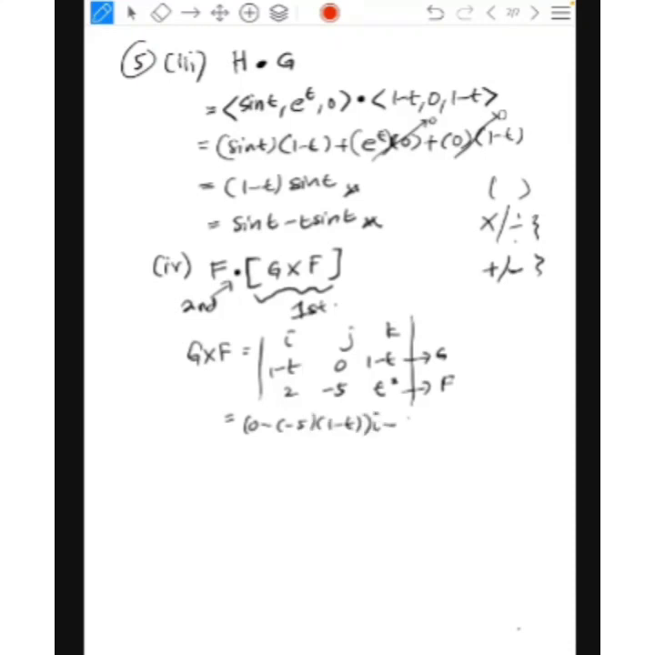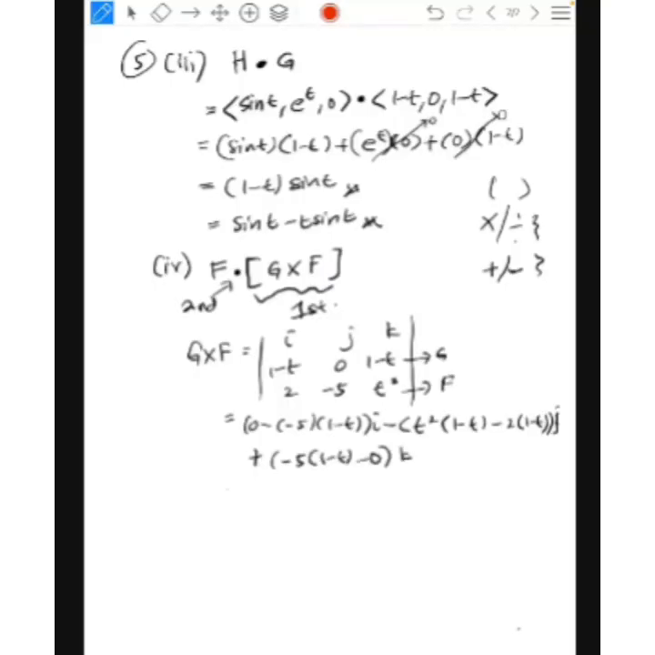Then for j is negative 5, 1 minus t, minus 0, plus, oh sorry, this is wrong. For j is 2 squared, 1 minus t, minus 2, 1 minus t. Then for k is 25, 1 minus t, minus 0. Okay, so you have 5 minus 5t i.